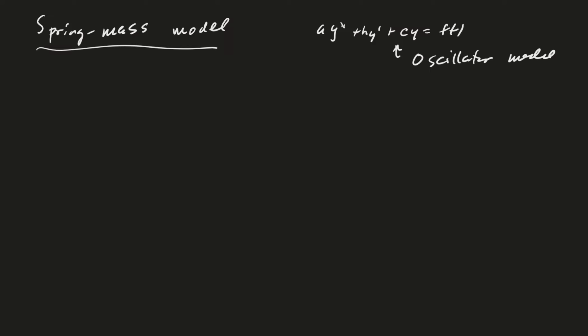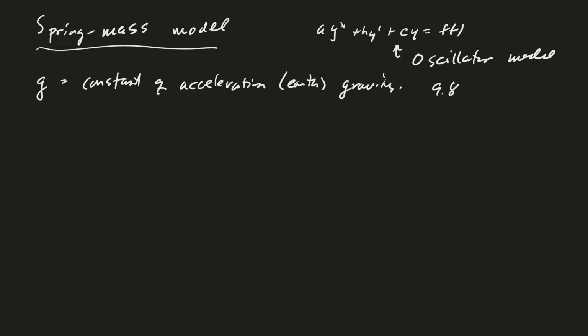Just a couple of things to remember kind of outside of this class. We've talked about this before. G is going to be the constant of acceleration on Earth for gravity. It's either 9.8 meters per second squared or 32 feet per second squared, and it's not exactly that, but those are good enough approximations.